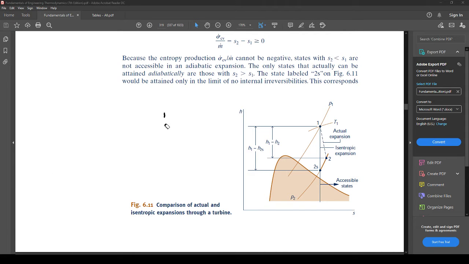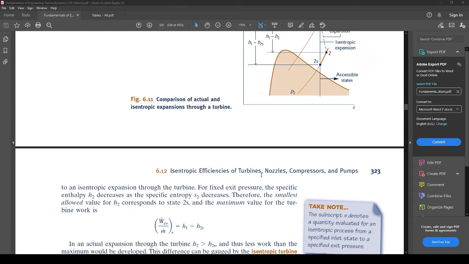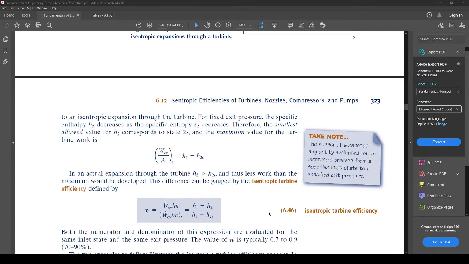Only after. So then it says, this corresponds to an isentropic expansion through the turbine. For fixed exit pressure, the specific enthalpy H2 decreases as the specific entropy decreases. Therefore, the smallest allowed value for H2 is H2s, which corresponds to the smallest entropy change. And so the maximum turbine work is H1 minus H2s. This is the most turbine work you can possibly get out of that process. This is the most you can get.